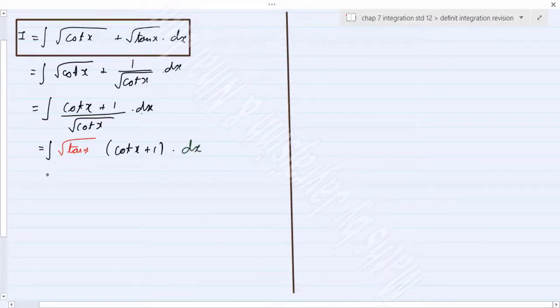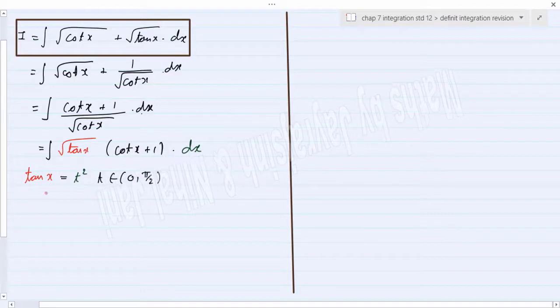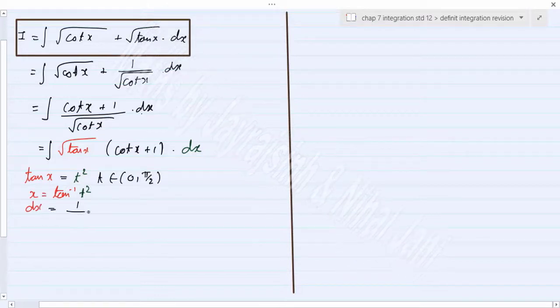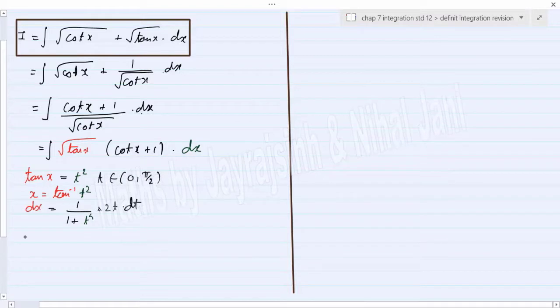Now let's assume tan x is equal to t square. Here we don't have the differentiation of tan x, so let's make x the subject. So we will get tan inverse t square. Differentiate both sides, we will get dx is equal to 1 upon square of t square, which gives us t raised to 4, into differentiation of t square, which is 2t, dt. So we are ready to modify our integration.